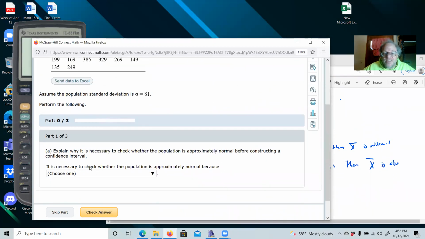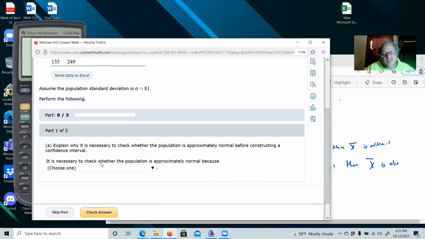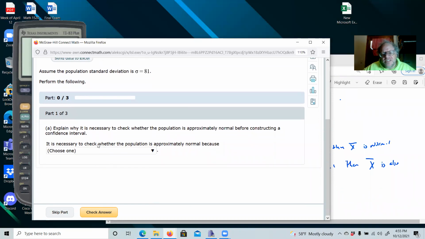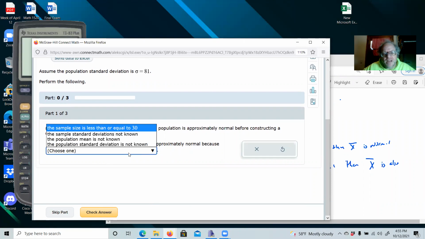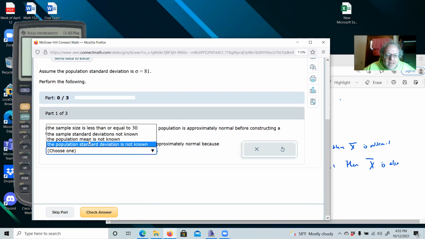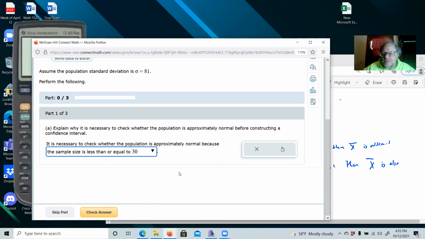So why is it necessary to check? It's necessary to check if the population is approximately normal because the sample size is less than or equal to 30.